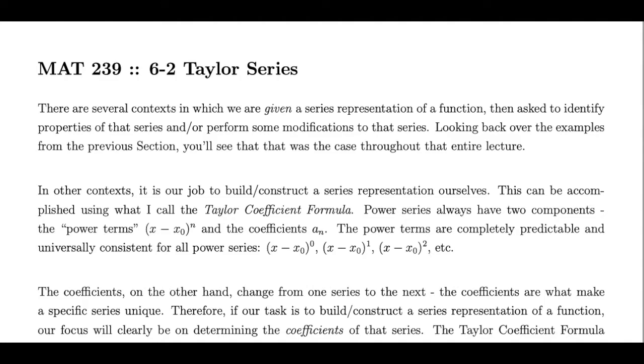A power series always consists of two components. First, we have what I've called the power terms, or the variable terms, and then secondly, we have the coefficients. The variable terms, or the power terms, are completely predictable. In every series, the power terms look exactly like this: x minus x naught to the 0, x minus x naught to the first, x minus x naught to the second, etc. So that component of the power series is obvious.